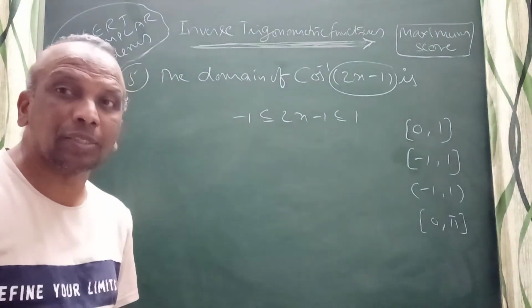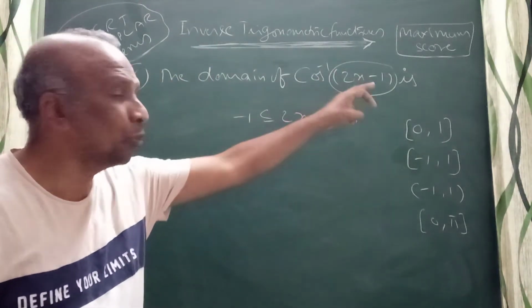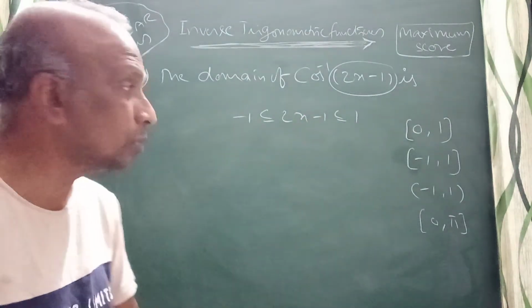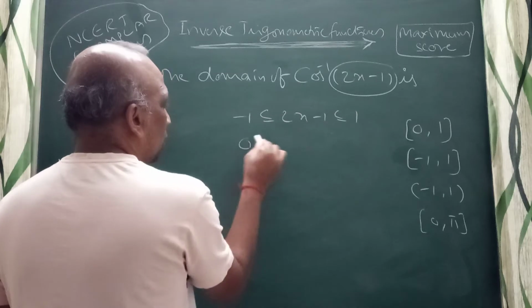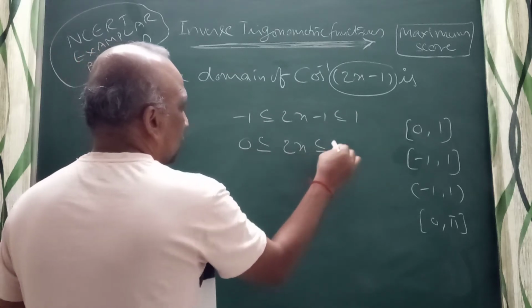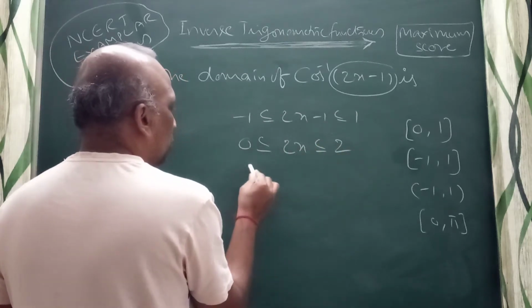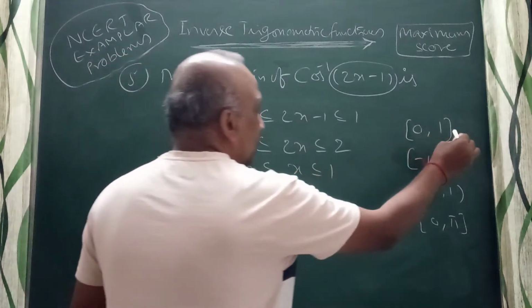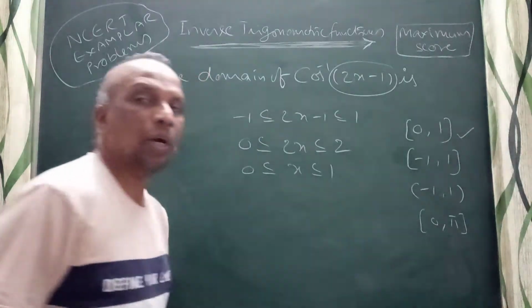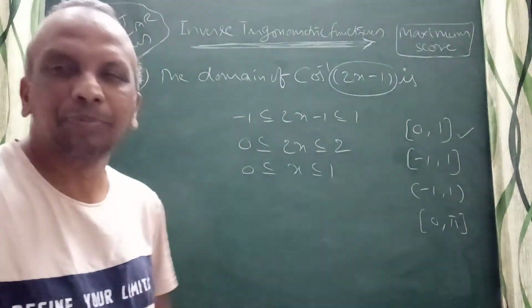For cos inverse x, x lies between minus 1 and 1. So for cos inverse of 2x minus 1, 2x minus 1 lies between minus 1 and 1. To find the value of x, add 1: 0 less than or equal to 2x less than or equal to 2. Divide by 2: 0 less than or equal to x less than or equal to 1. So your answer is x belongs to the closed interval 0 comma 1. That should be your domain.